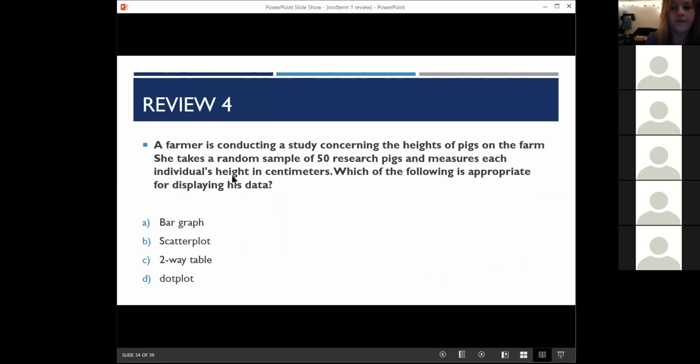Okay. A farmer is conducting a study concerning the heights of pigs on the farm. She takes a random sample of 50 research pigs and measures each individual's height in centimeters. So which of the following is appropriate for displaying the data? All right, try this one out.